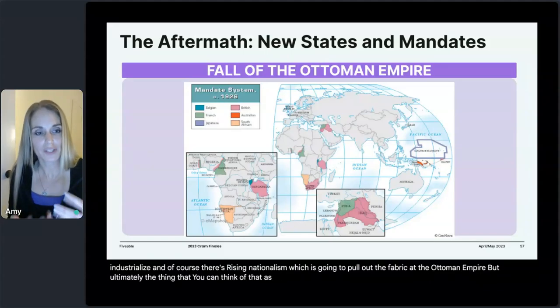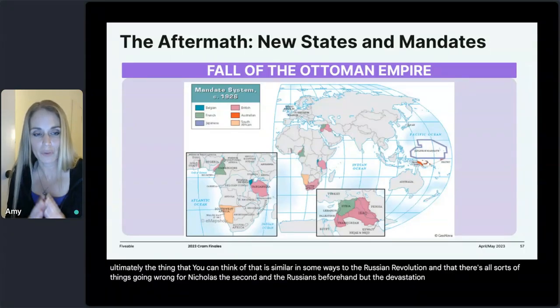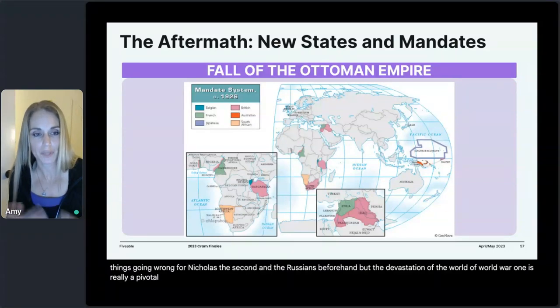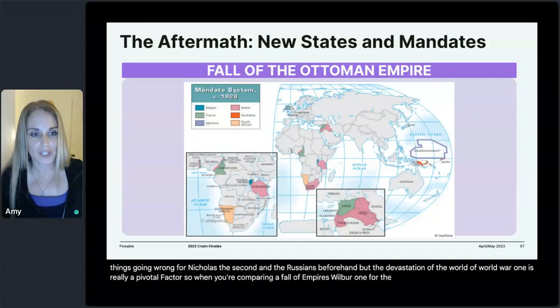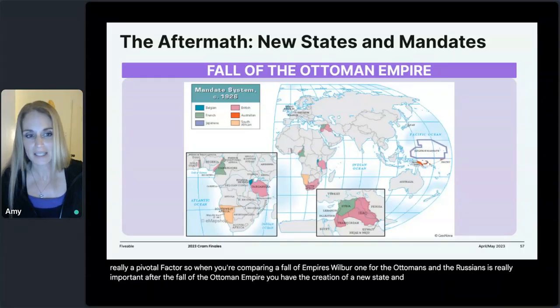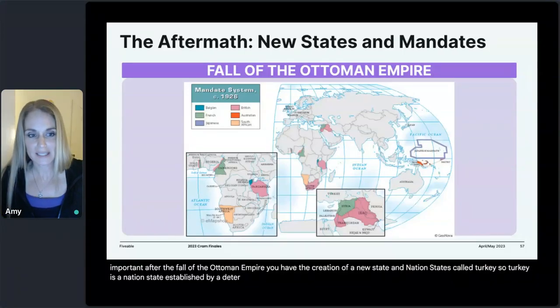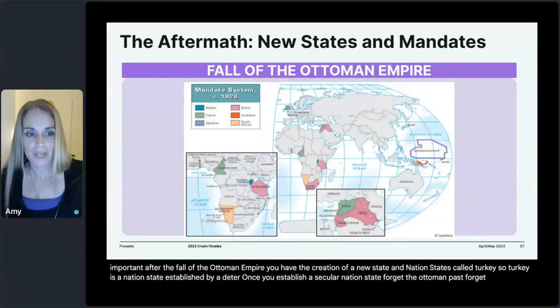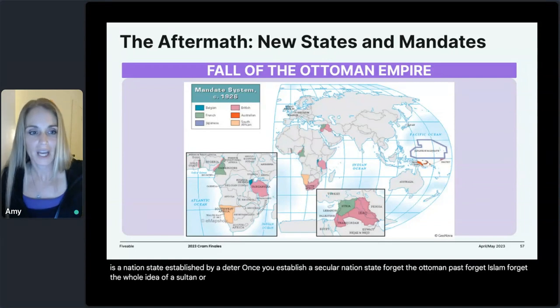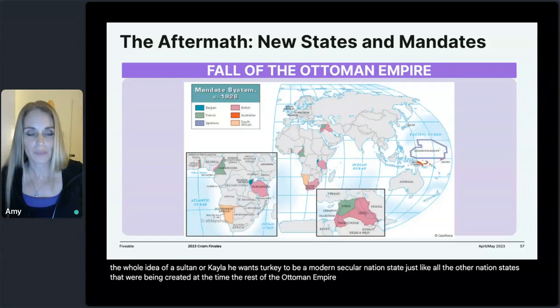You can think of that as similar in some ways to the Russian Revolution, in that there's all sorts of things going wrong for Nicholas II and the Russians beforehand. But the devastation of World War I is really a pivotal factor. So when you're comparing the fall of empires, World War I for the Ottomans and the Russians is really important. After the fall of the Ottoman Empire, you have the creation of a new nation state called Turkey. So Turkey is a nation state established by Ataturk, who is a nationalist, who wants to establish a secular nation state. Forget the Ottoman past, forget Islam, forget the whole idea of a sultan or a caliph. He wants Turkey to be a modern secular nation state, just like all the other nation states that were being created at the time. The rest of the Ottoman Empire gets divided up into mandates, as Vijay talked about.